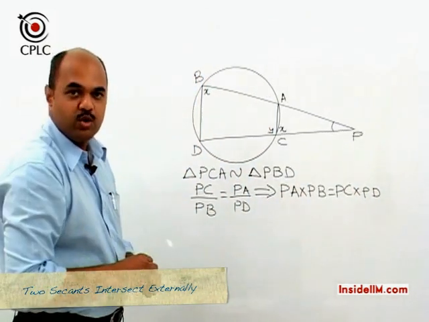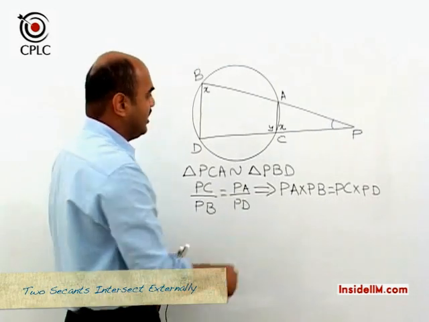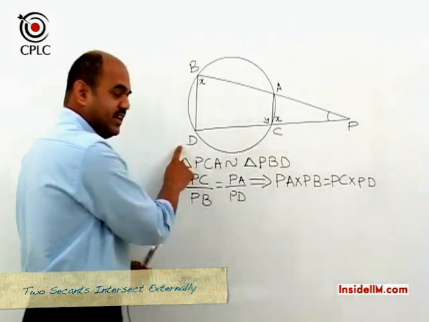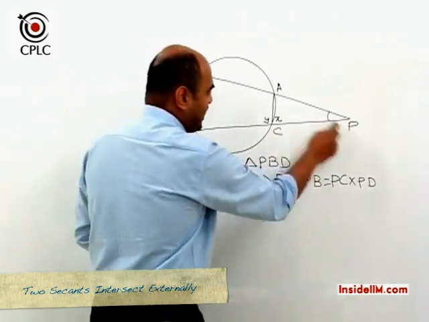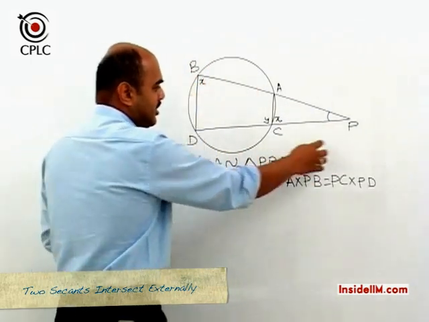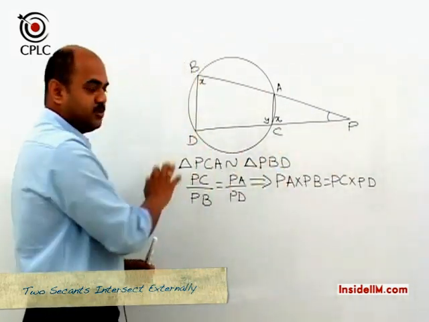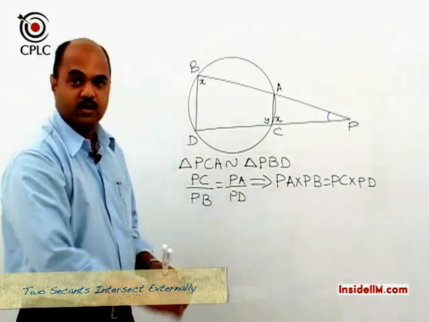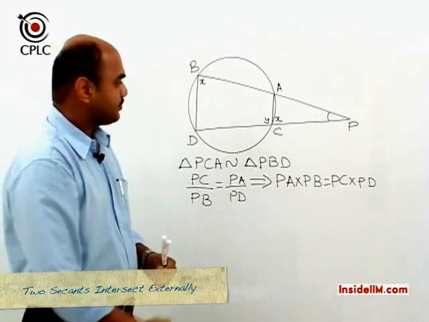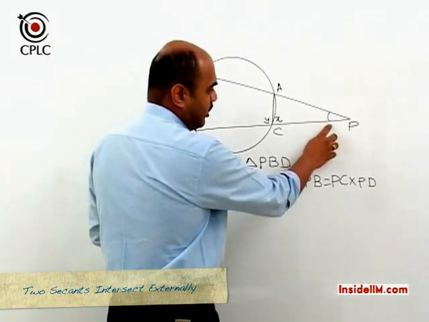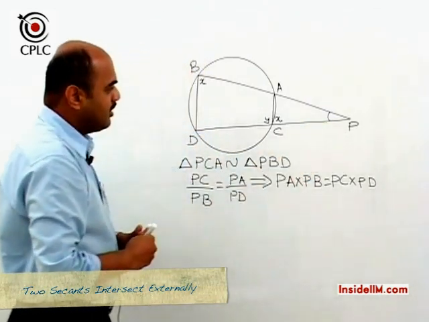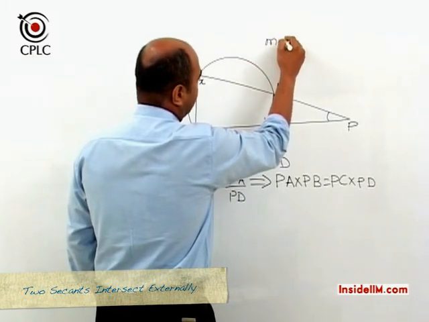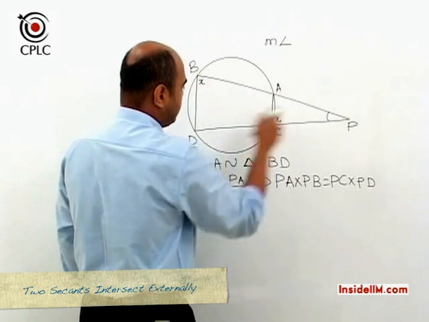Please note, one of the most common mistakes made with this property is writing PA into AB is equal to PC into CD. It is not true. It is PA into the entire length PB is equal to PC into the entire length PD, and we've got that through similarity. So this is the property with respect to the lengths on these secants. Let's now try and understand a property with respect to the angle at this point of intersection. So if we want to find a formula for the measure of angle BPD.